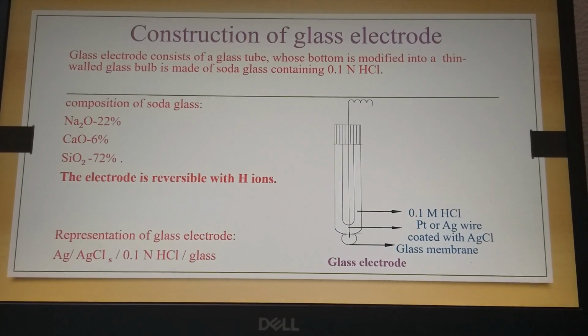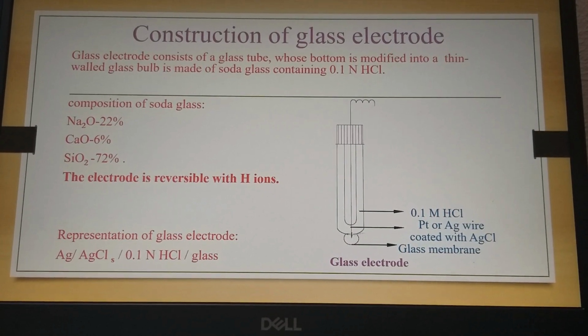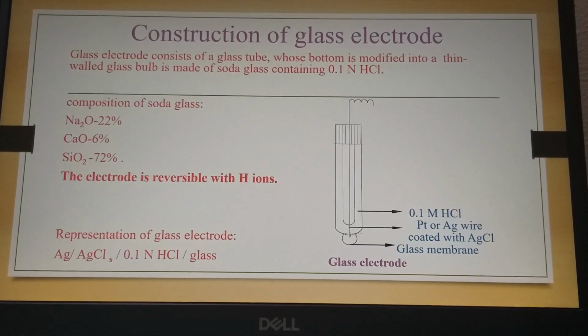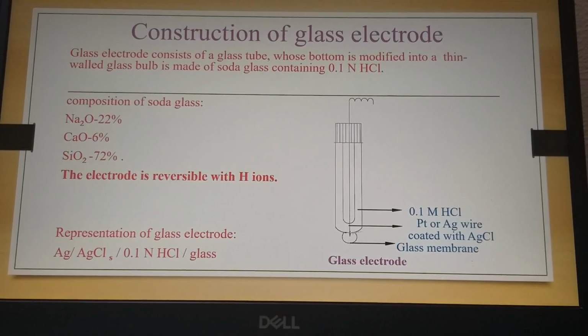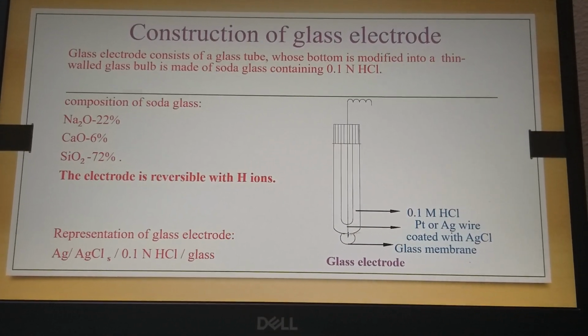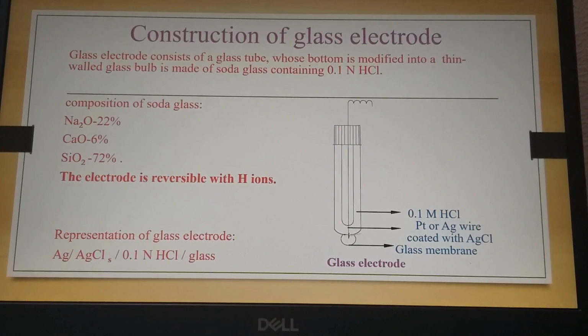The glass electrode consists of a long glass tube whose bottom is modified into a glass bulb, and 0.1 normal hydrochloric acid is placed in this bulb. The silver chloride electrode is immersed in this, which acts as the internal reference electrode.